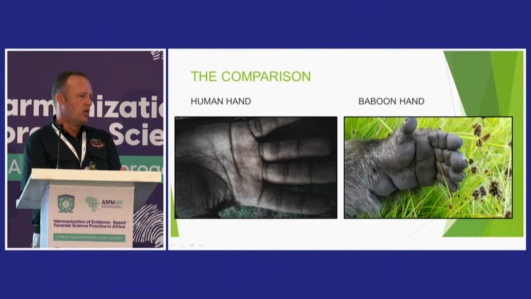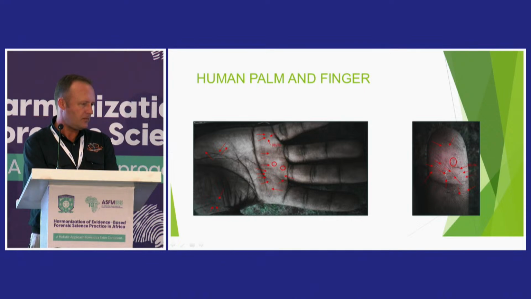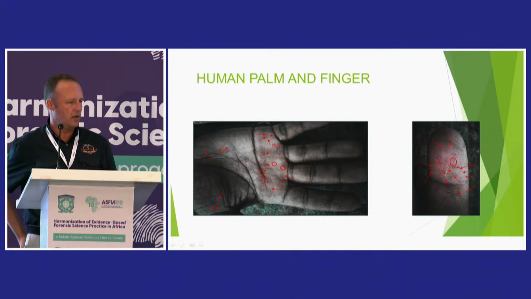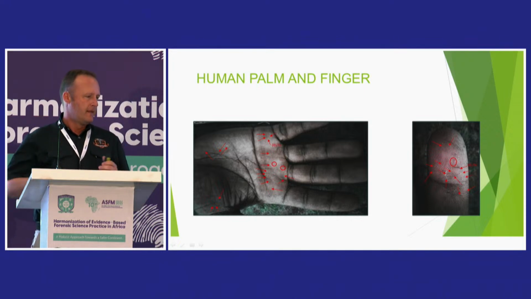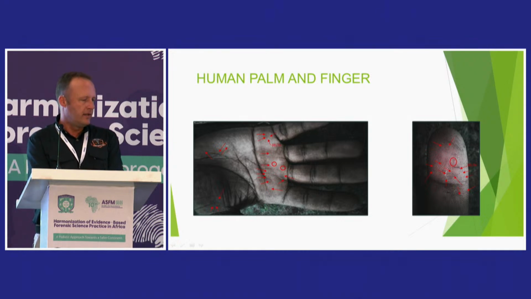Human hand and my baboon hand. You can see it's almost the same, but not 100% the same. So I marked out some points on the human palm and fingers. The points that I marked out there, obviously the deltas and the cores, and then also the beginning or ending of ridge features, the short ridges, the islands, the lakes, bifurcations on both the palm and the finger.